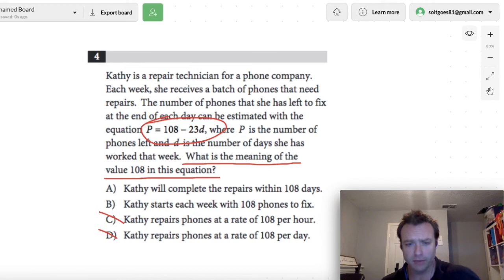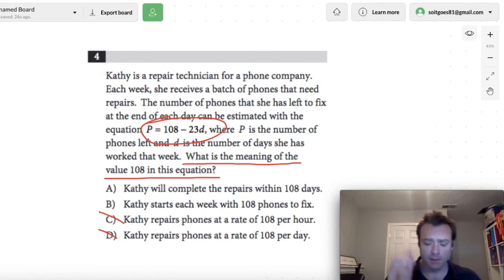Now let's go back to the first strategy that I taught you of plugging in values in place of the variables, because we don't have to just stare at the equation and hope the answer hits us in the face. That's not going to work. So let's come up with a value for D, the number of days she's worked. I just want to test things. I'm plugging some values for D. I want to see how that affects the number of phones she has left.